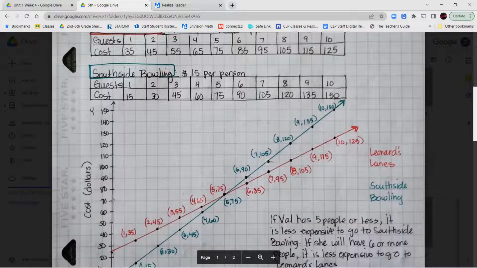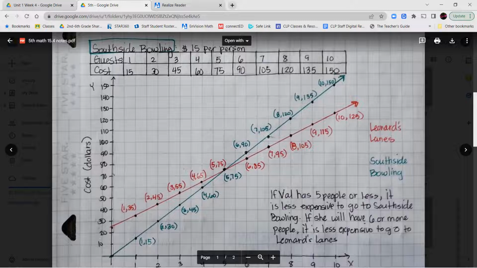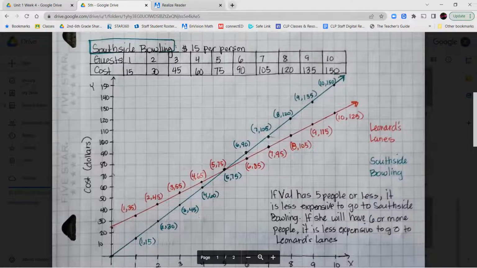So that's 135, 2 and 45, 3 and 55, 4 and 65, 5 and 75, 6 and 85, 7 and 95, 8, 105, 9, 115, and for 10 guests, it would be 125. Now for Southside Bowling, they don't charge you any flat rate, but for each guest, they charge you $15.